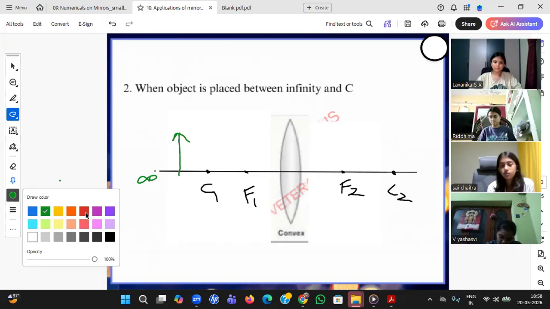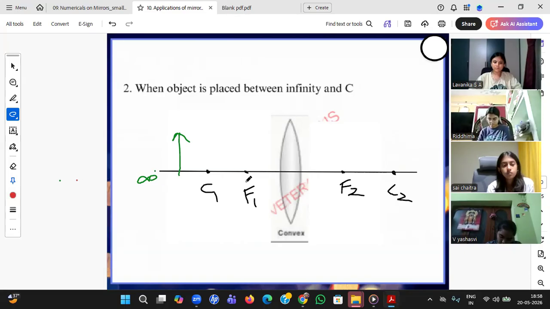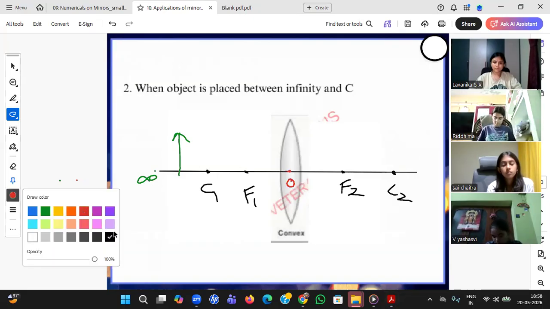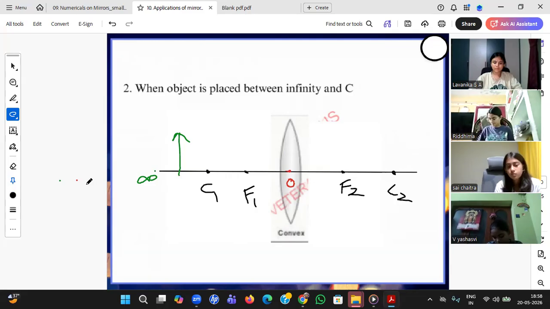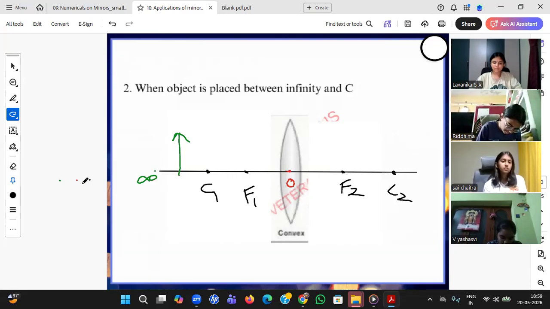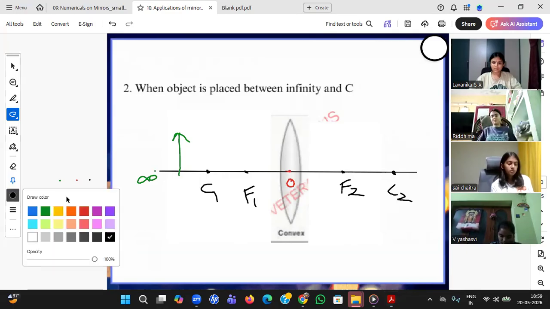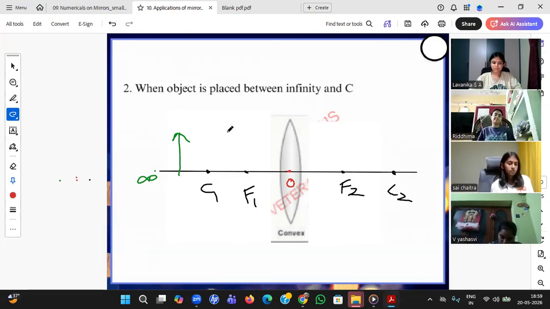Yes, Vishnu Maya. I want to create an image. So what ray should I consider? Sure, so the object is beyond C, right? Yes. Then the image will be between F and C. Yes. Perfect. So she's already analyzing the situation. Very good. Tell me the ray, beta. Tell me the ray.